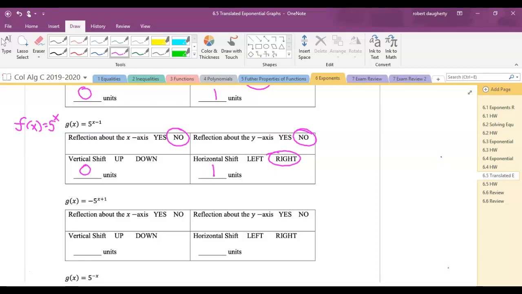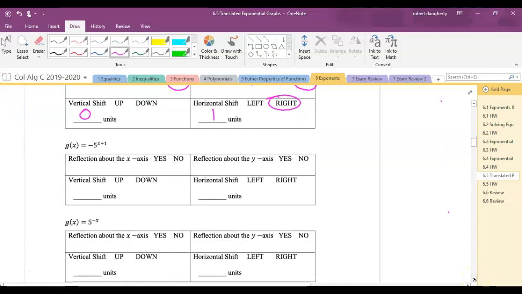Okay, let's look at the next one. Has this been reflected about the x-axis? Yes. My clue was that negative in front of everything. Has it been reflected about the y-axis? Nope. Vertical. Nothing horizontal. Yeah, 1 to the left.